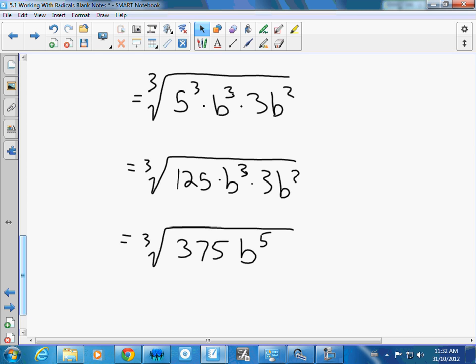What's 125 times 3? 375. Do you see all the rules that you learned in grade 9 and 10 are all coming back together? You're using multiple combinations of them now. Okay. These can get tricky.